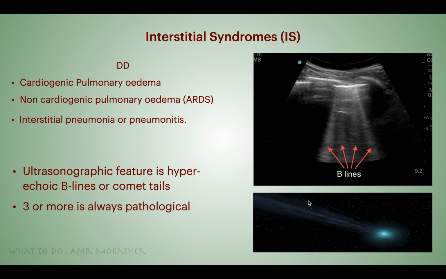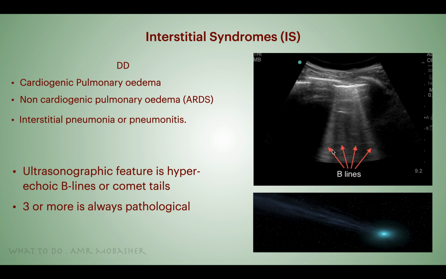Ultrasound feature: comet tails or B lines. The differential diagnosis: cardiogenic pulmonary edema, ARDS, interstitial pneumonitis. So simply, if you get a patient with hypertensive cardiogenic pulmonary edema, just put the ultrasound probe, look for B lines. That's it. Don't request a chest X-ray and waste your time. Very quick, 10 seconds. Search for multiple B lines. That's it.